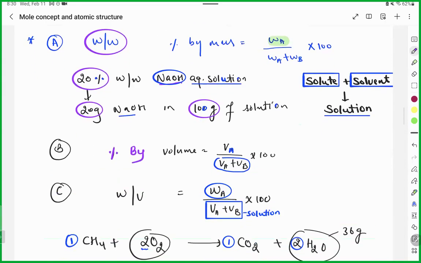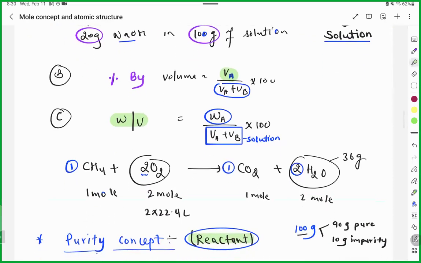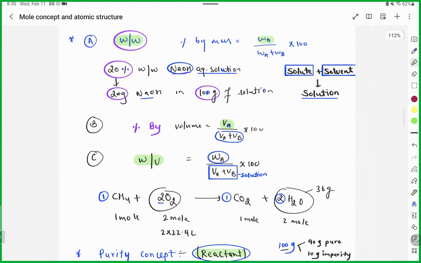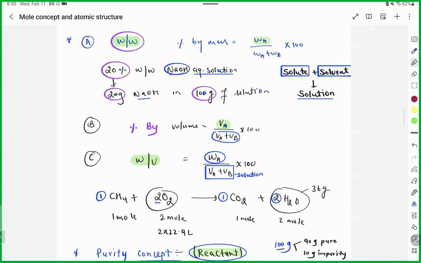Okay. Next, you already know all these things. So first is weight by weight. Example, if you have NaOH in gram and total water in gram, so it is weight by weight. Same thing, volume by volume. Same way, weight by volume. Nothing special because exactly the same stuff is given in class 12 solution chapter.